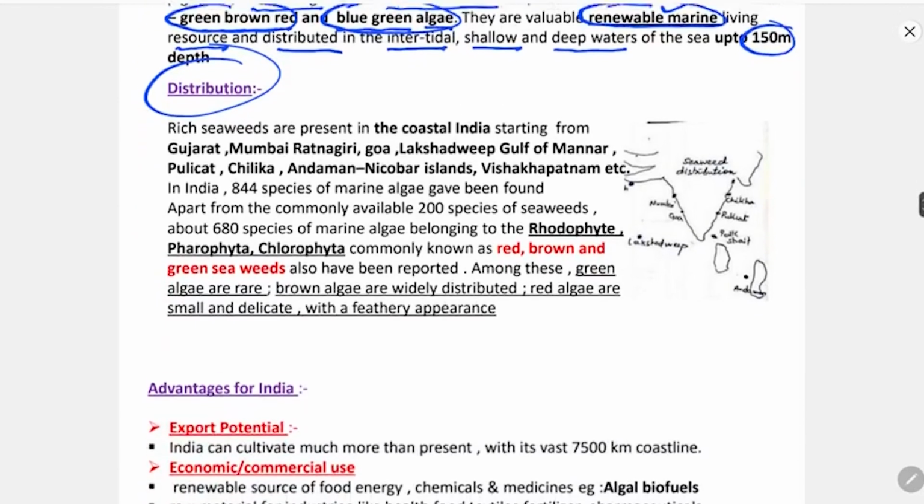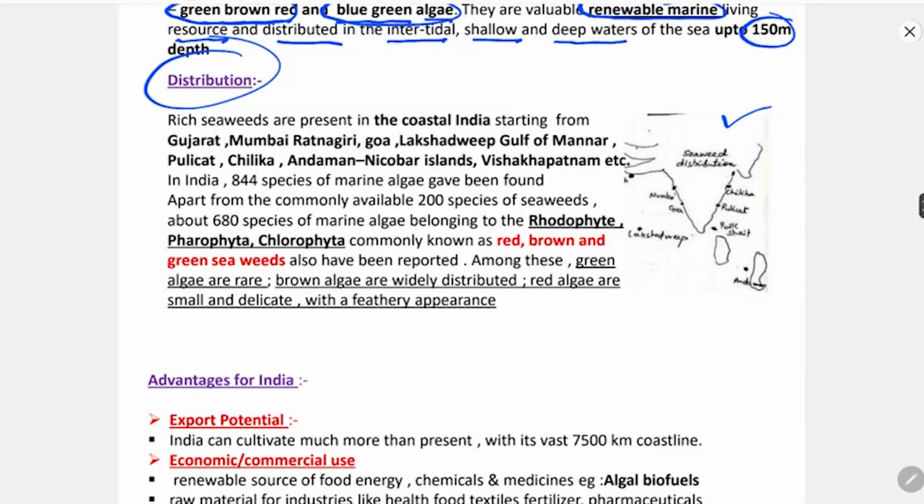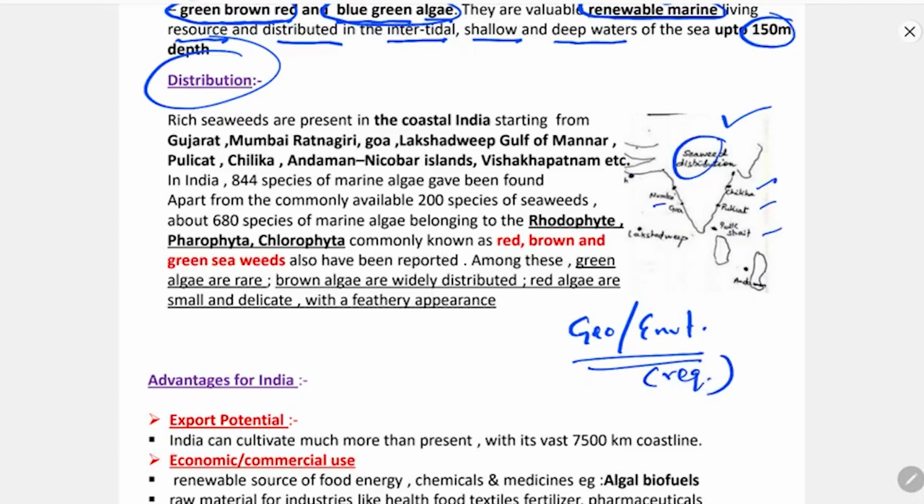Now coming to the distribution. You can just make a diagram. Diagrams are mostly useful in geography or environment related questions wherever required. This is the distribution where we find seaweeds. Rich seaweeds are present in coastal India, starting from Gujarat, Mumbai, Ratnagiri, Goa, Lakshadweep, Gulf of Mannar, Pulicat, Chilika, Andaman Nicobar Islands, Visakhapatnam, etc.